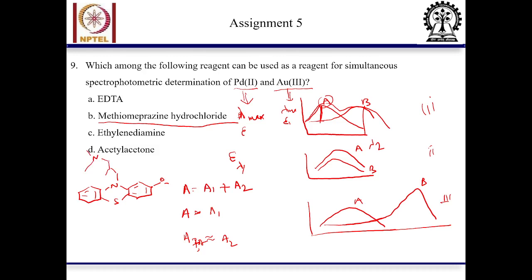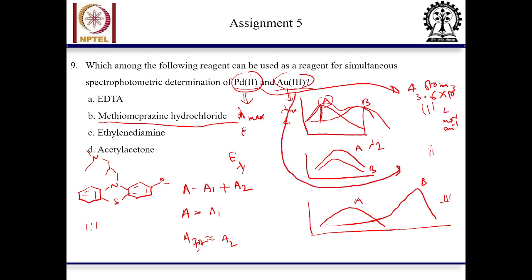It forms a 1:1 complex with palladium and gold. Palladium has maximum absorption around 480 nanometers, and the molar absorptivity is 3.6 into 10 to the power 3 liter per mole per centimeter. Gold has absorption maxima around 630 nanometers, and its epsilon is 1.3 into 10 to the power 4. The first thing to see is the molar absorption, which is very high, of the order of 10 to the power 4, a very good molar absorption.